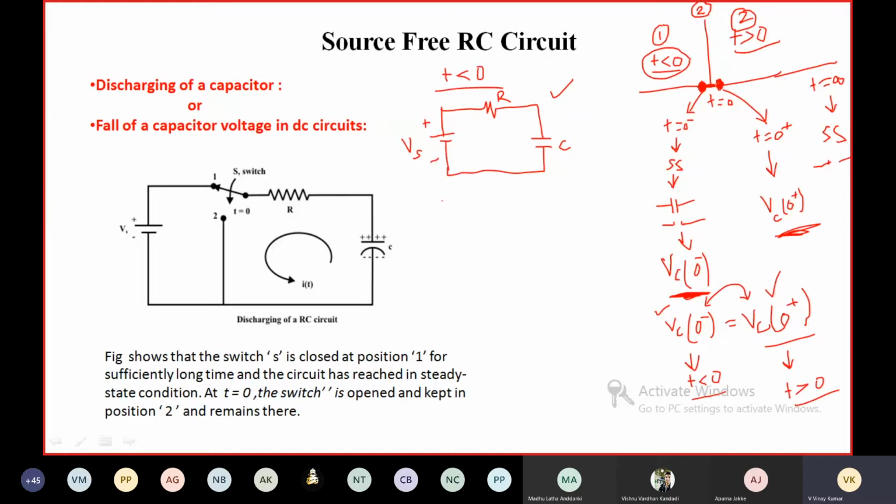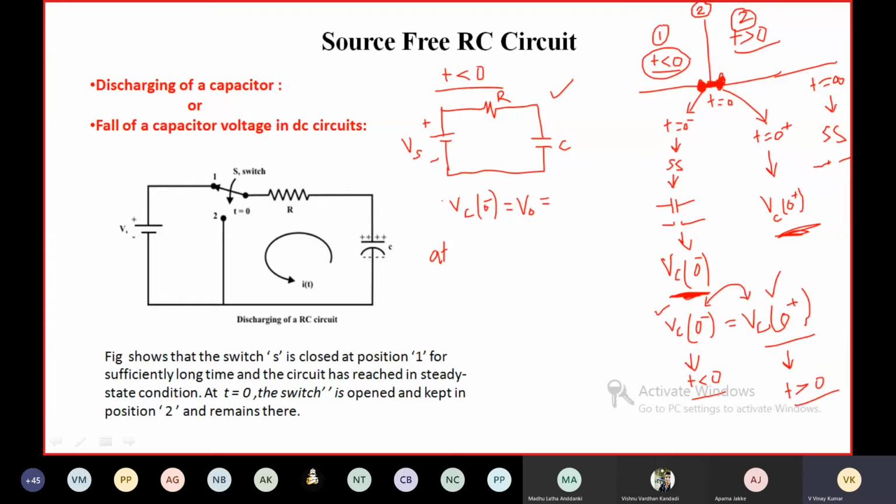Within zero time, the voltage across the capacitor cannot change. Whatever voltage is available at t equal to 0 minus, the same voltage will be available at t equal to 0 plus. So Vc of 0 minus is equal to Vc of 0 plus. Here, let Vc of 0 minus be V naught.